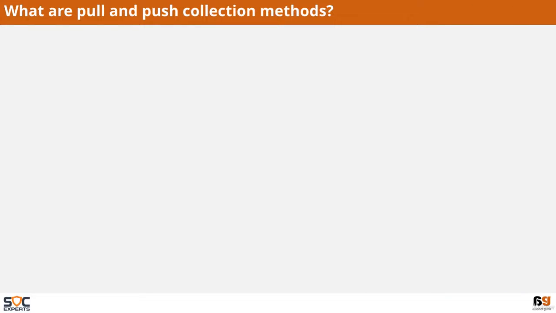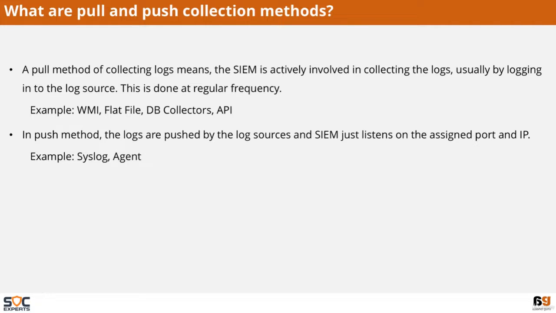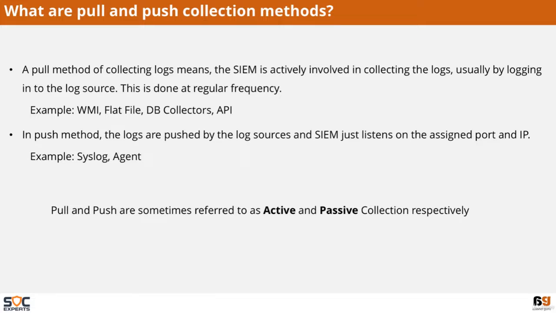So, moving on, what are pull and push collection methods? A pull method of collecting logs means the SIM is actively involved in collecting the logs, usually by logging into the log source. This is done at regular frequency. For example, WMI, flat file, DB collectors and API are all pull collection methods. In push method, the logs are pushed by the log source and SIM just listens on the assigned port and IP address. For example, syslog and agent-based collection methods are push. Pull and push are sometimes referred to as active and passive collection methods, respectively.